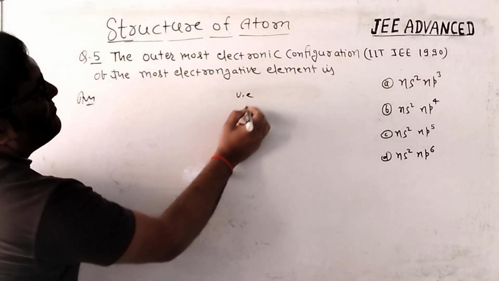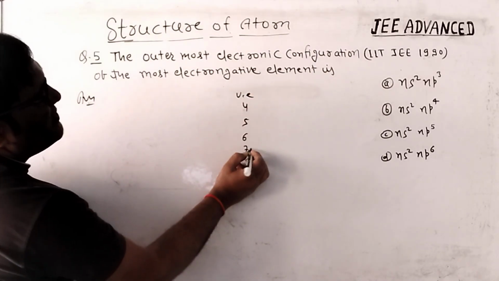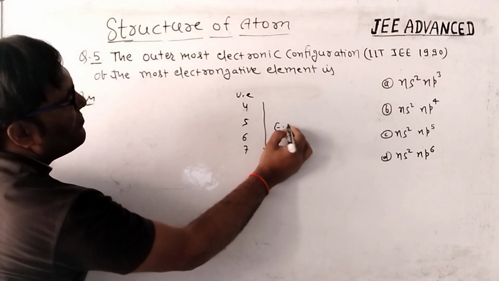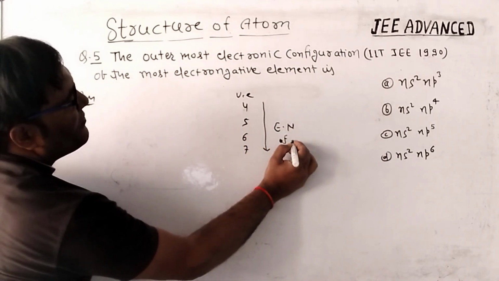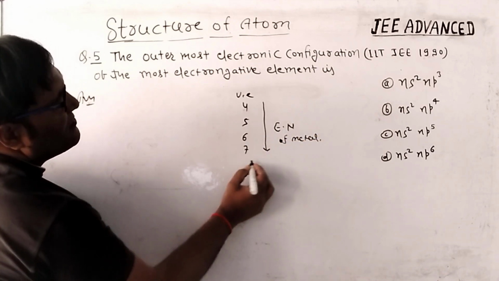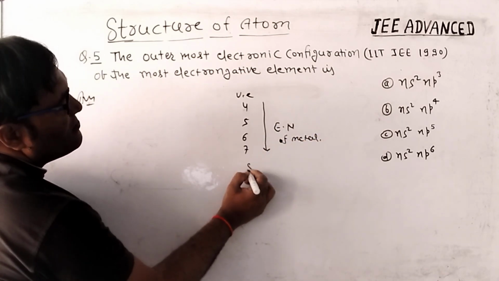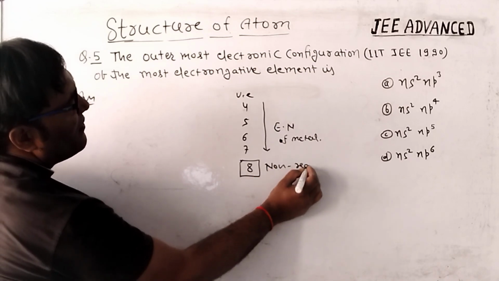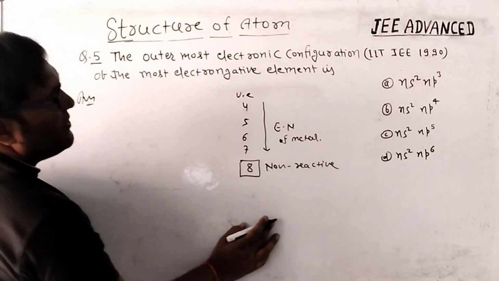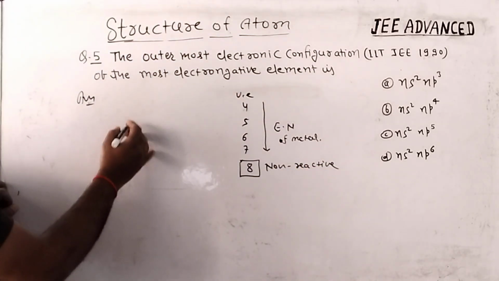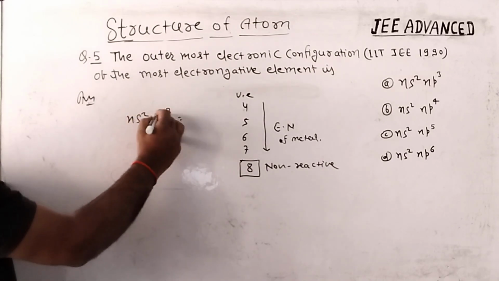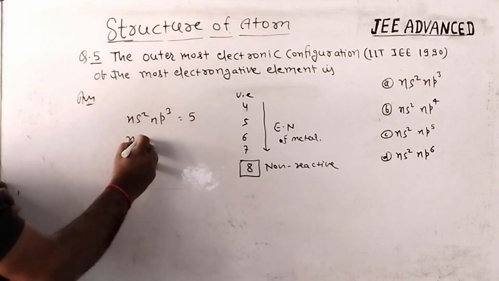Valence electrons 4, 5, 6, 7. From top to bottom, electronegativity increases for metals. But whenever the valence electron count is 8, the non-metals are non-reactive. Okay. Now, according to the given options, in ns2 np3 the valence electrons are 3 plus 2, 5.